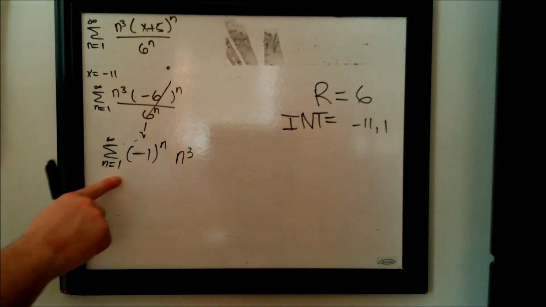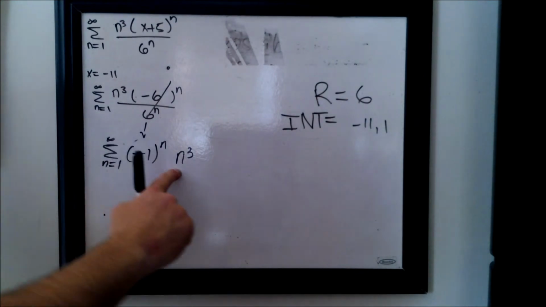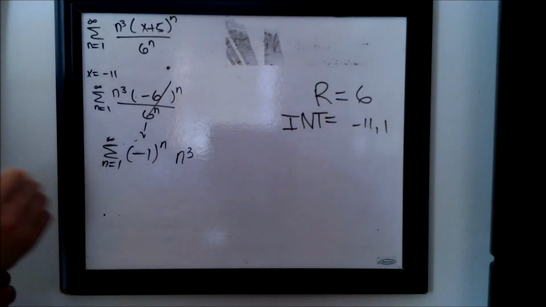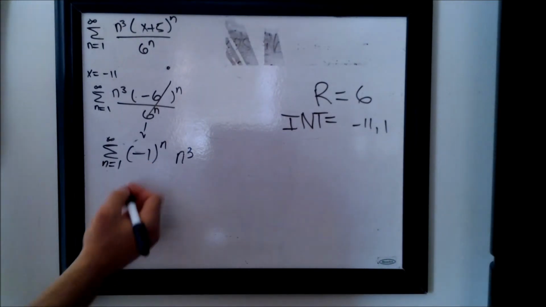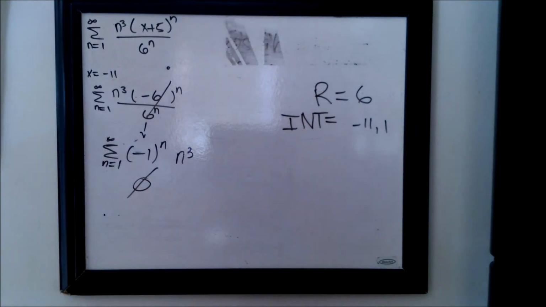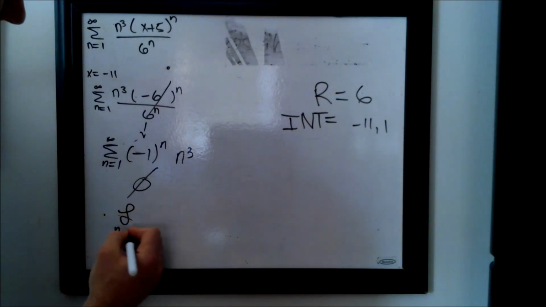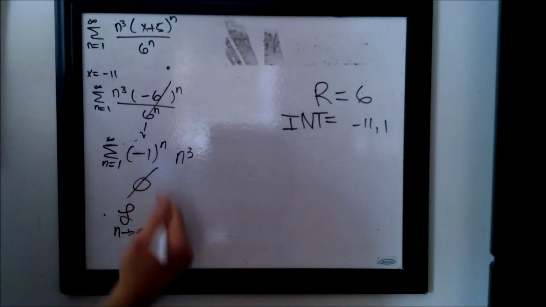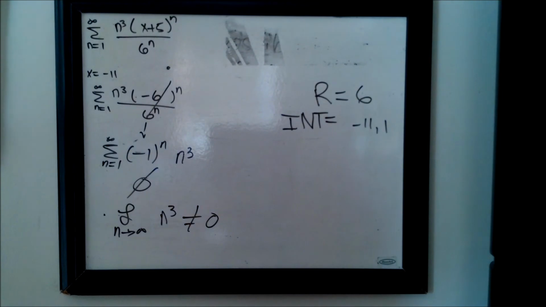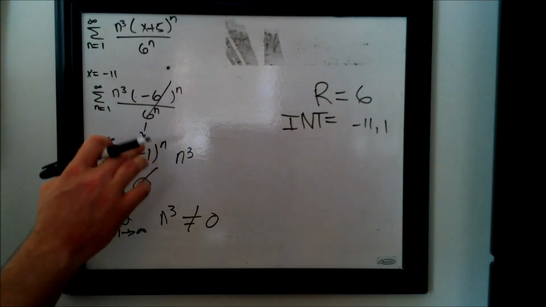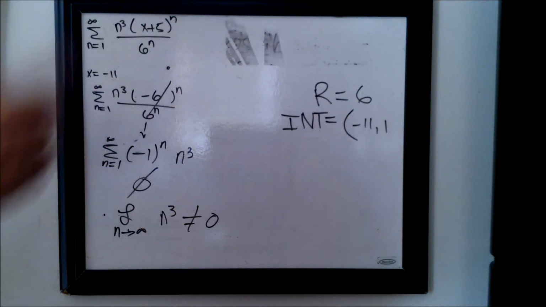Okay, so what we come up with is the series of negative 1 to the n times n cubed, so it's just n cubed alternating, but the divergence test tells us that this will diverge. So we know this series diverges because the limit as n goes to infinity of this term does not equal 0. So that series definitely diverges, and negative 11 is not included. Now we need to check 1.